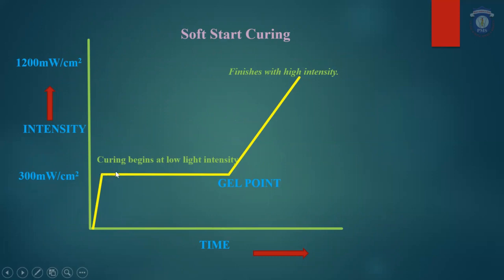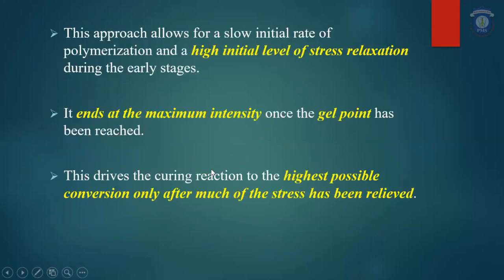So the curing will progress, and it will reach the gel point. The gel point is the point beyond which further hardening will take place. So when it reaches that gel point, the intensity will gradually increase, and therefore the curing will finish with high intensity. So actually, you are giving time for the composite resin for stress relaxation.